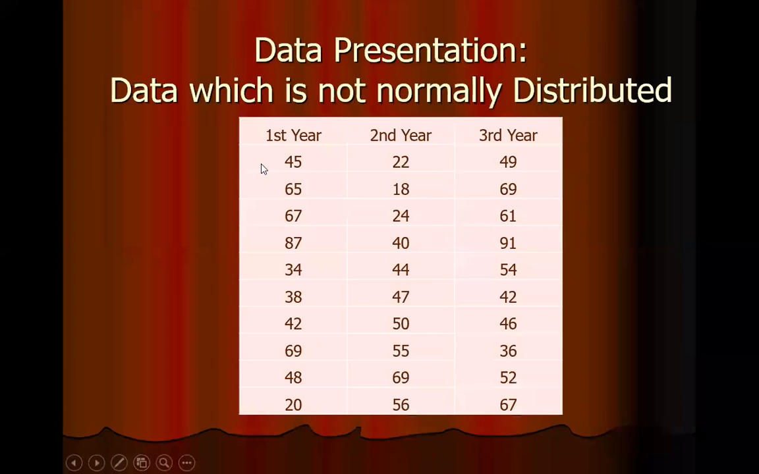Then we come on to the box and whisker plot. It is used for data which is not normally distributed. This is very important. Box and whisker plot is used for data which is not normally distributed, which does not have a bell-shaped symmetric curve.